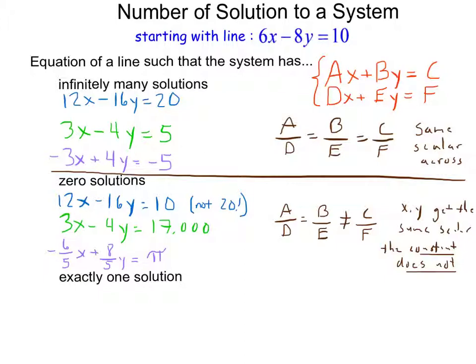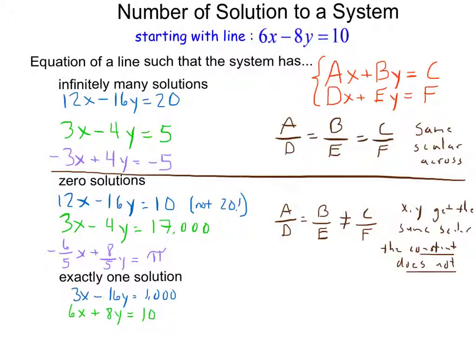Last one is to get exactly one solution, so infinitely many, it's the same line. 0 solutions, they're parallel. Exactly one solution, they have to intersect somewhere, and for that to happen, you need to have different slopes. So you need a different scalar between x and y. So here I took half of the first one, doubled the second one. It's going to wind up with a different slope, and it actually doesn't matter what you do to the last. You can also be more subtle and just change a negative to a positive. That will affect the slope just as well.